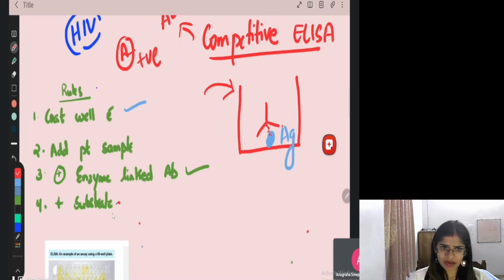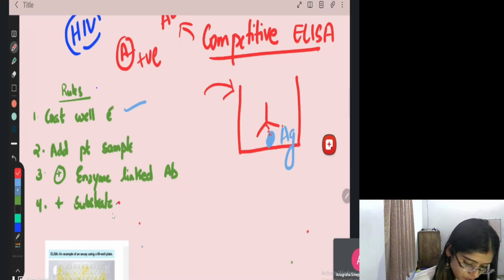Now we are washing again. After every step, you're washing. Now if you wash, will this antibody go away from the plate? No. It will still be bonded with the antigen, the strong bond here. Okay. What is the third step? You are adding enzyme linked antibody. Let me add an enzyme linked antibody.